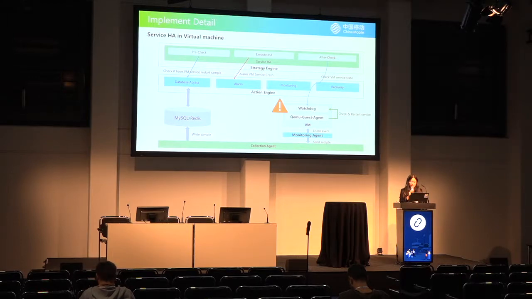is in the abnormal state, the monitoring agent will send samples through the collection agent and write the data to the database, and the strategy engine will check if the VM service has a failure and alarm the VM service crash. And then the Cumulus agent can also restart the watchdog in the virtual machines. And in the end, the strategy engine will also check the VM service state.